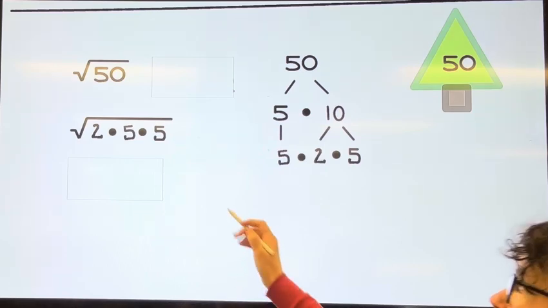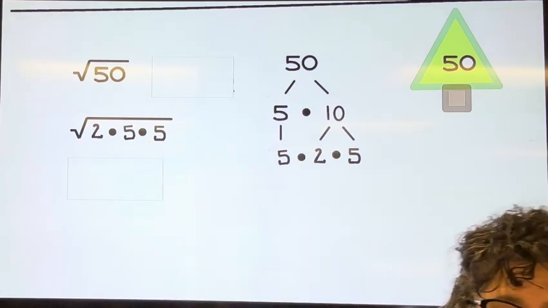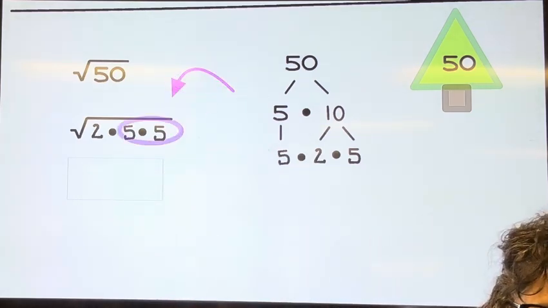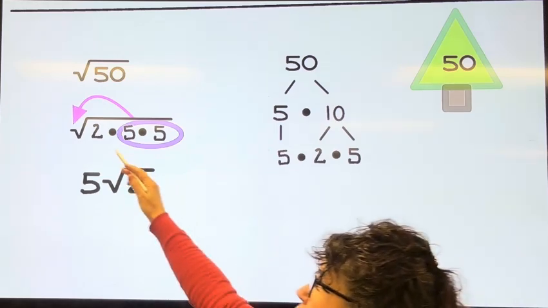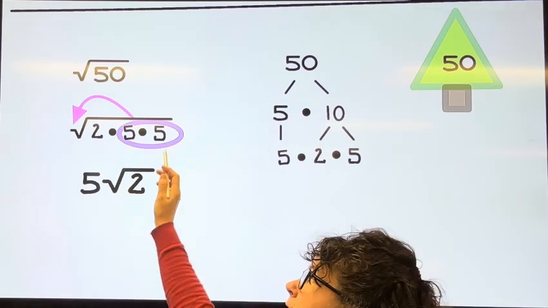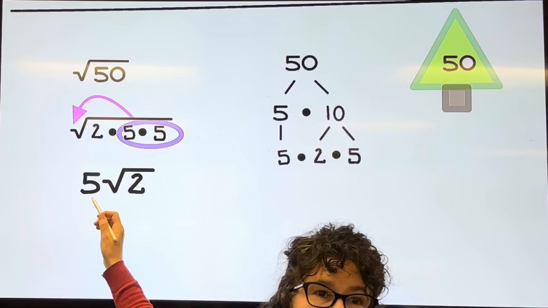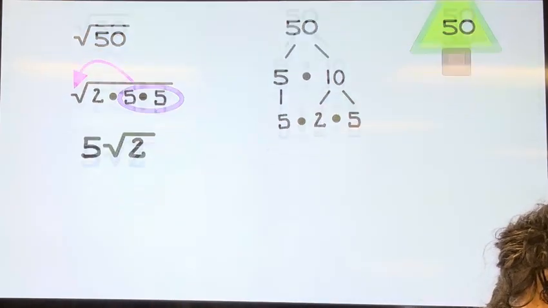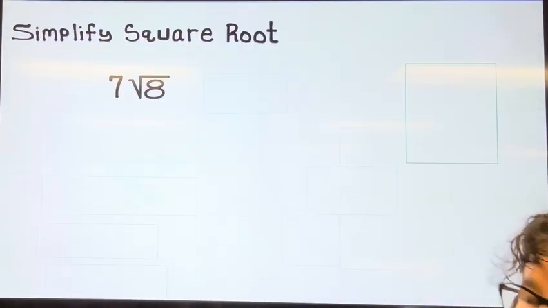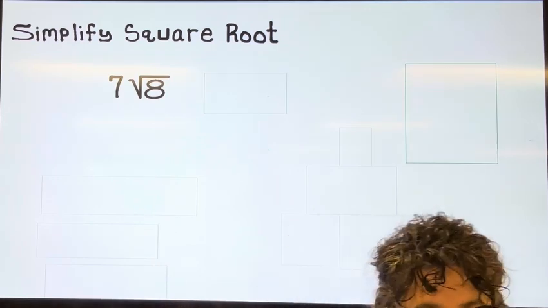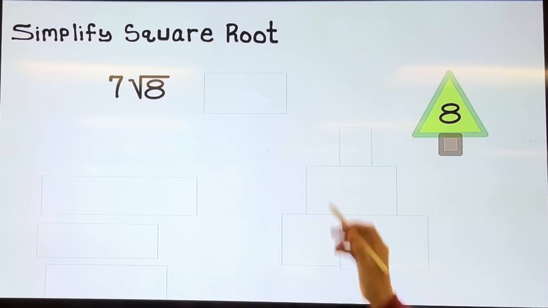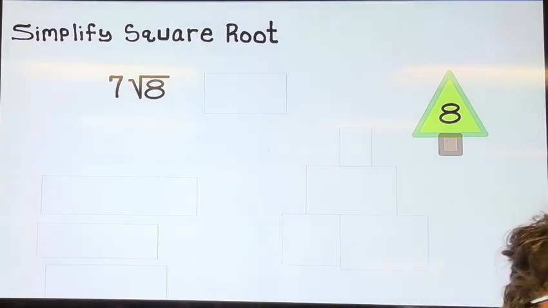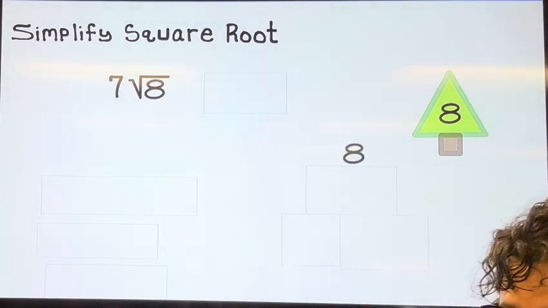We're looking for two of a kind to take a number out. So I have a pair of 5s, so I can take a 5 out front. The 2 is still trapped inside, and that 5 came out, and so our simplified version is 5 root 2. Now, if there happens to be a number that's already out front, that's fine. We're still going to do a factor tree for the number underneath the root.